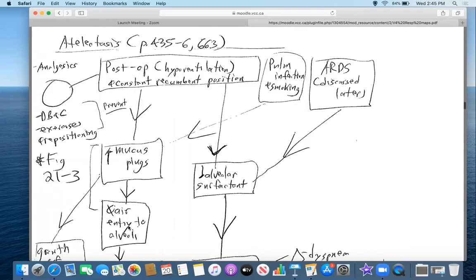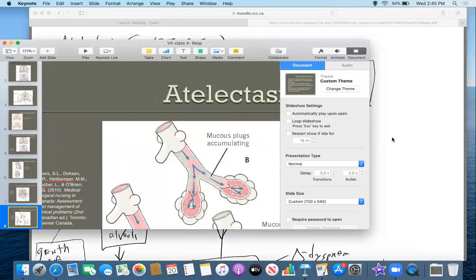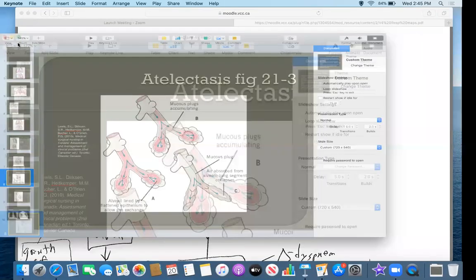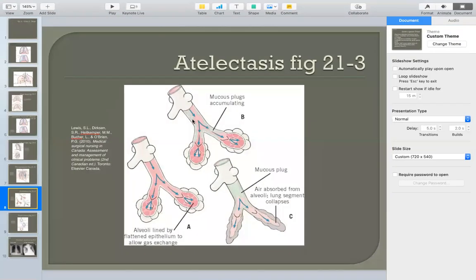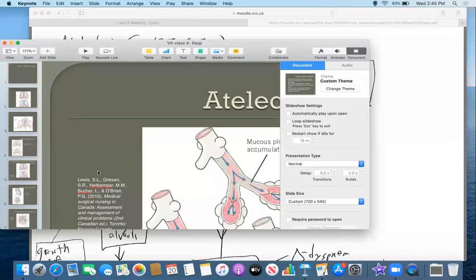This is why you want people deep breathing and coughing. And there's a nice picture of this actually in the PowerPoint right here. You can see things are working fine. Then the mucus builds up, it gets plugged. Whatever was there moves into the bloodstream, nothing more is coming in, they just collapse. Deep breathing and coughing. This is movement, mobility. This is the way to avoid these problems.